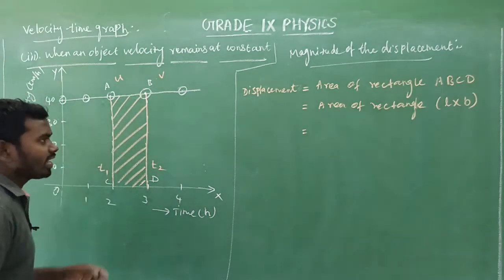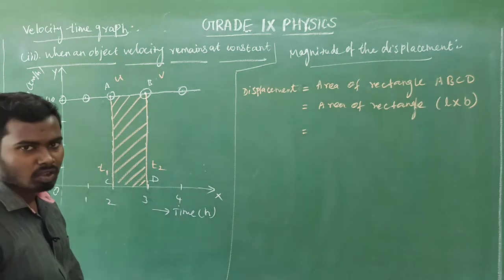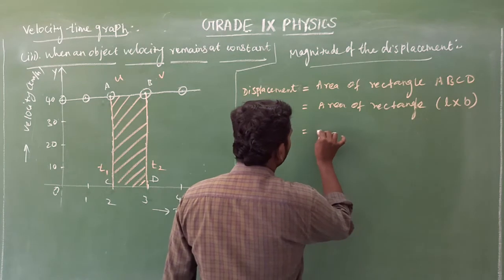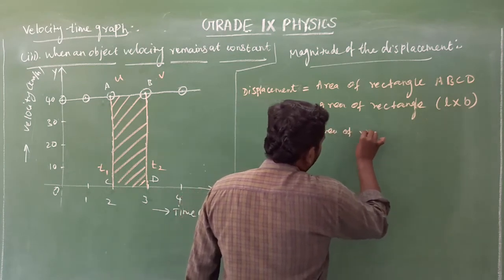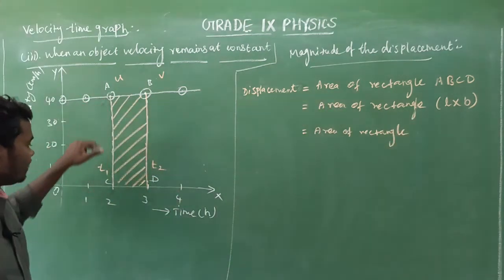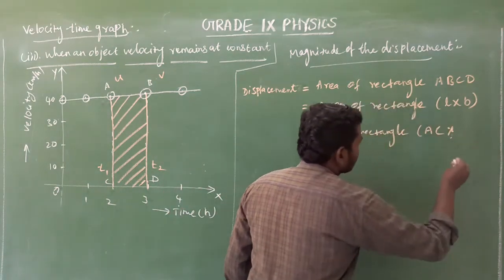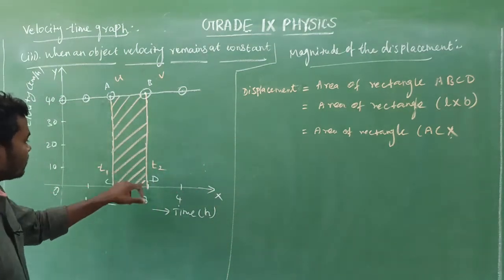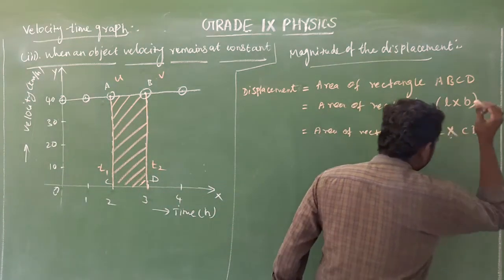So area of rectangle is L into B. AC is a length and BC is a breadth. So area of rectangle is equal to length, AC, into breadth, CD. This topic is broken again and again. Yes, next one, what is that? Breadth, CD.